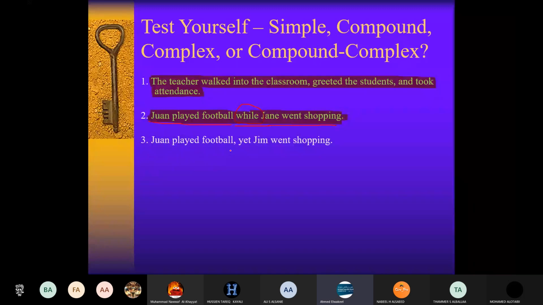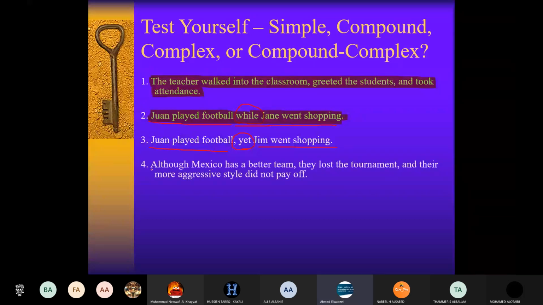Joanne played football, yet Jim went shopping. That's another complex. No, compound. So you have two independent clauses joined together using a comma and a coordinating conjunction.